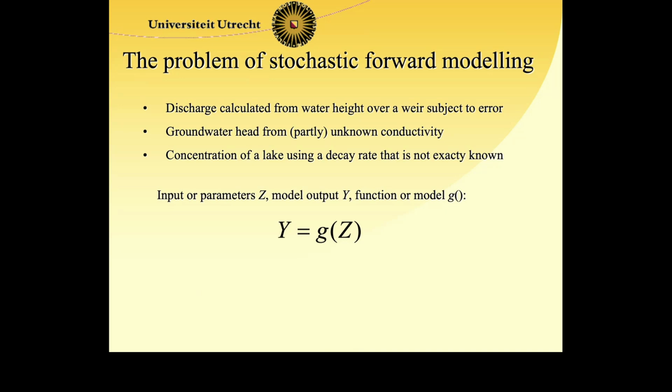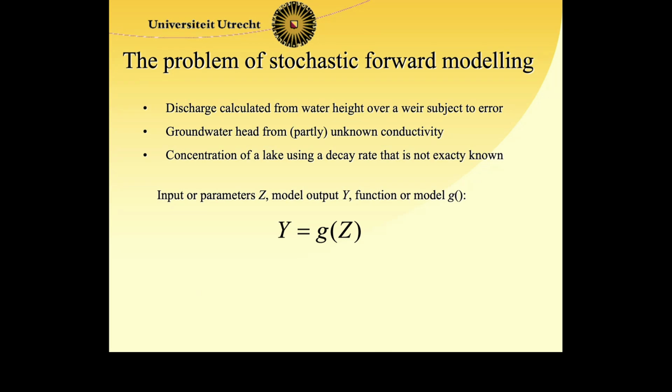Another one, of course, is groundwater head from unknown conductivity or partly known conductivity. You may only have measured conductivity at a few well locations, but you do not know the complete conductivity field. So what then are the statistical properties that describe our uncertainty about the groundwater head that is being calculated?